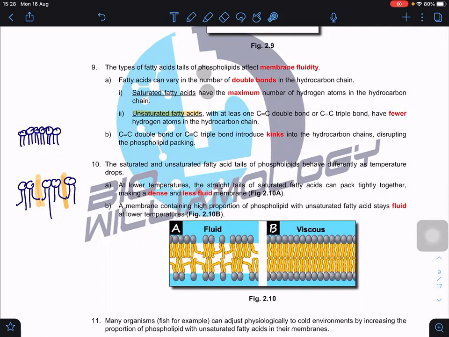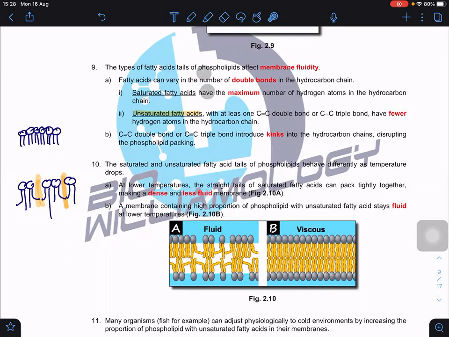So it depends on how we pack them. Okay, at low temperature particularly, because low temperature indicates what? Kinetic energy is low, right? So when kinetic energy is low, they vibrate less, so the membrane tends to be dense and less fluid. Are you clear?